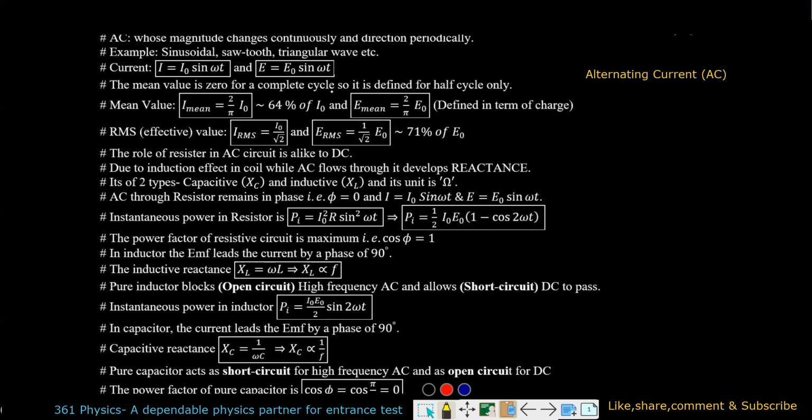The mean value of AC for a complete cycle is 0. That's why we have to define a specific kind of value that can represent alternating current without being 0.